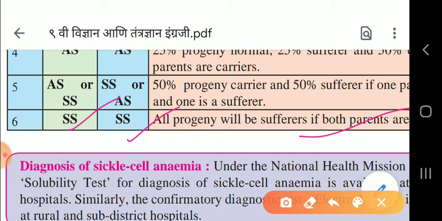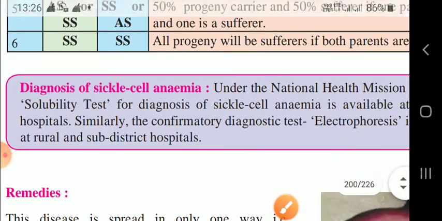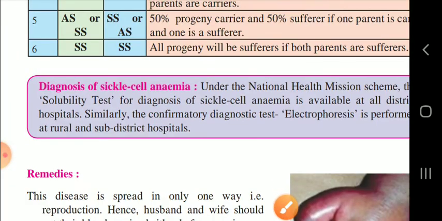Let us see now diagnosis of sickle cell anemia. Under the National Health Mission scheme, the solubility test for diagnosis of sickle cell anemia is available at all district hospitals. Similarly, the confirmatory diagnostic testing, electrophoresis, is performed at rural and sub-district hospital. What is electrophoresis, children? Movement of the gel under the influence of the electric field. That process is called electrophoresis.